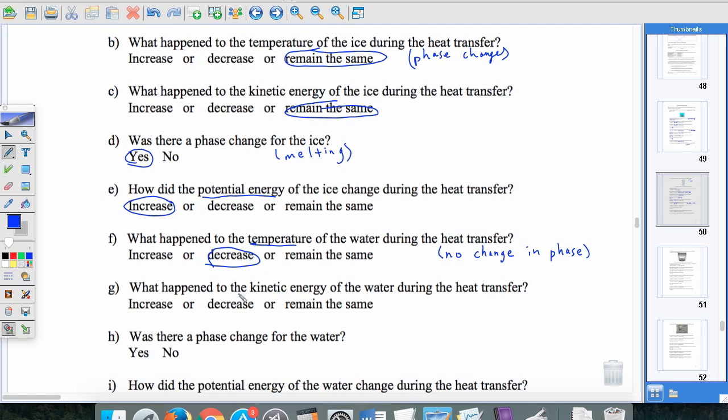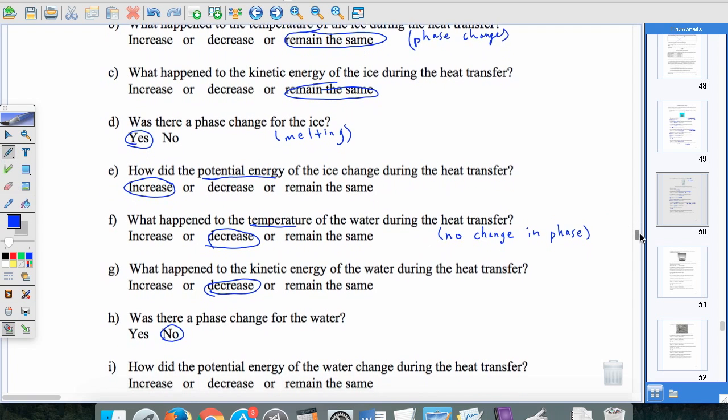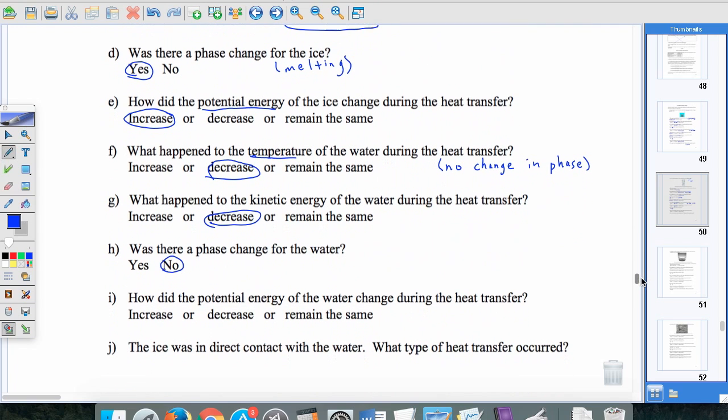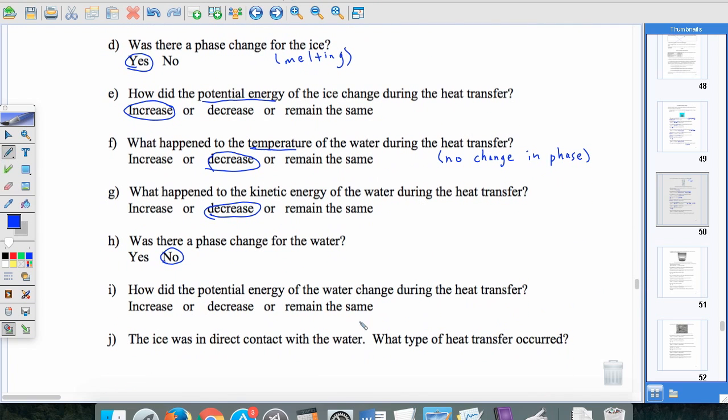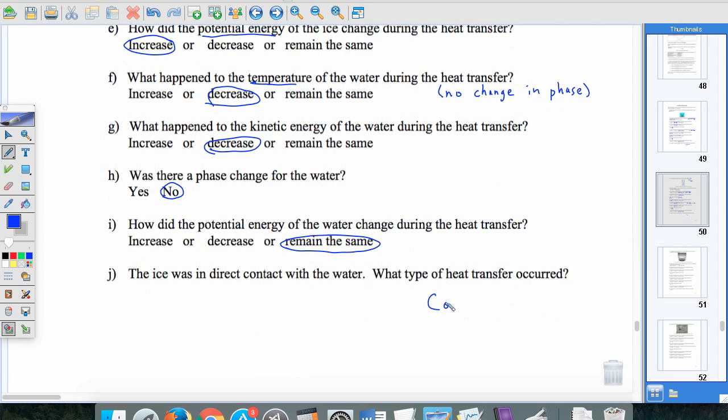What happened to the kinetic energy of the water? The temperature decreases, so kinetic energy is decreasing as well. Was there a phase change for the water? Nope, the water doesn't change into a solid, it doesn't change into ice. How did the potential energy of the water change during the heat transfer? If there's no phase change, there's no change in potential energy. And the ice is in direct contact with the water, so again, that's conduction.